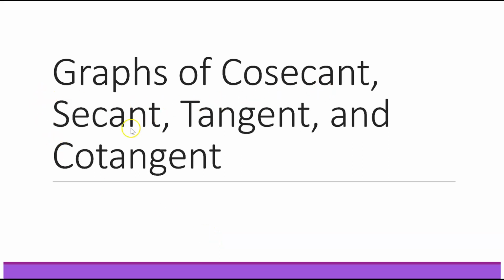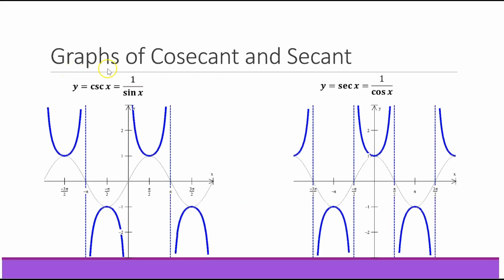Graphs of cosecant, secant, tangent, and cotangent. Let's start by focusing on the graphs of cosecant and secant. So here we have y equals cosecant x, and here's the graph. The graph is these solid blue portions. They look like little u's that are right side up and upside down.